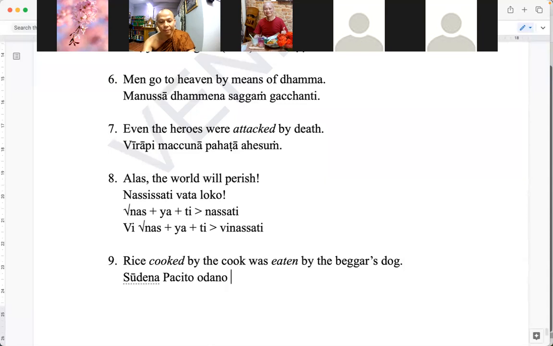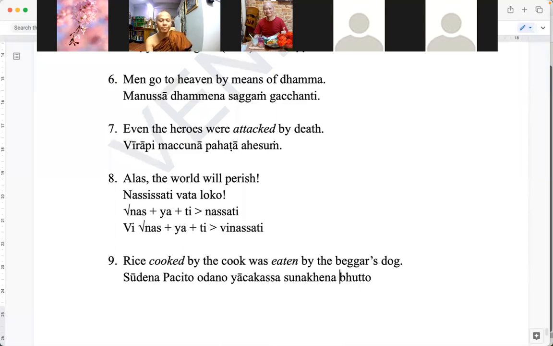So was eaten, it is butto, past participle of puncham, punchati. And the beggar's dog. So the beggar's, it is genitive, singular of yachaka, it's a yachakasa. And by dog, it is the instrumental singular of the sunaka, so it is sunakena.